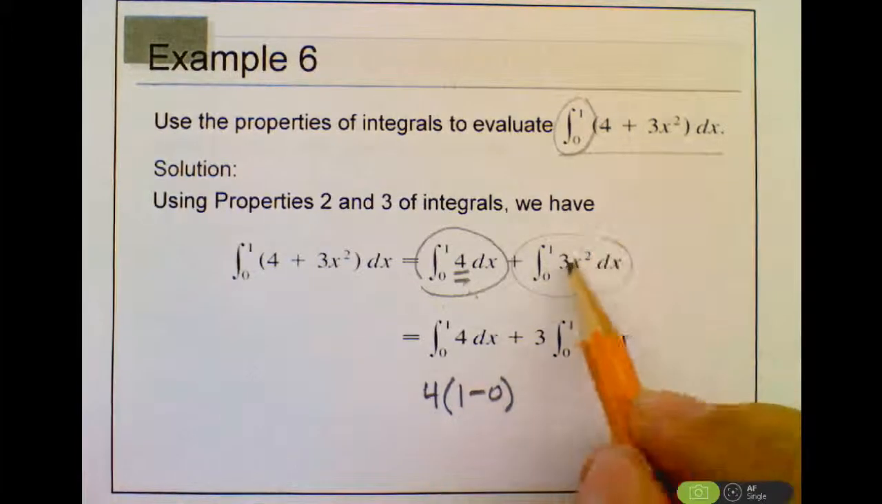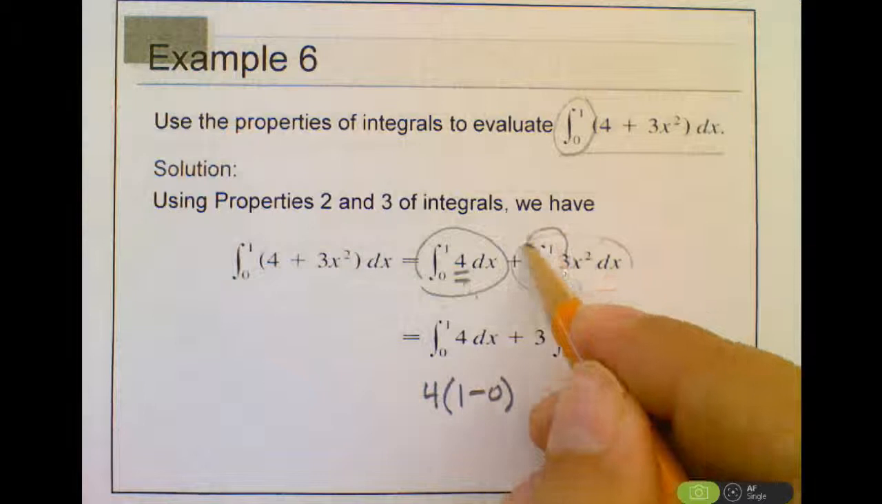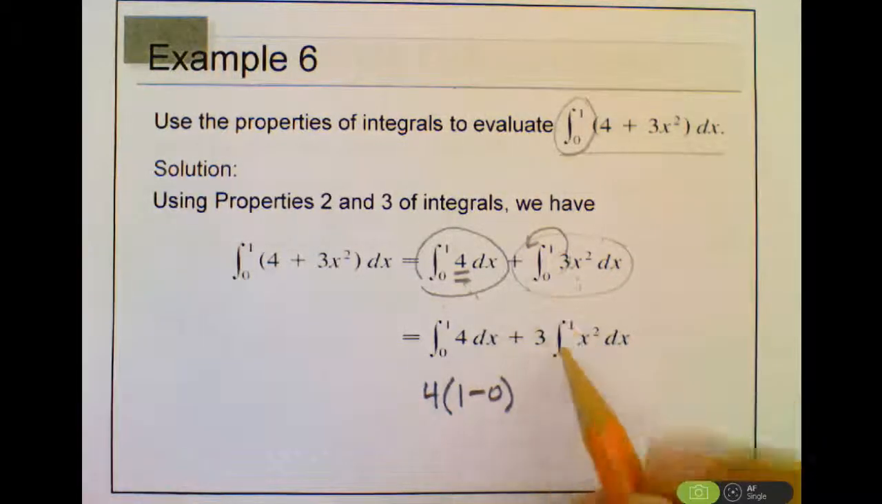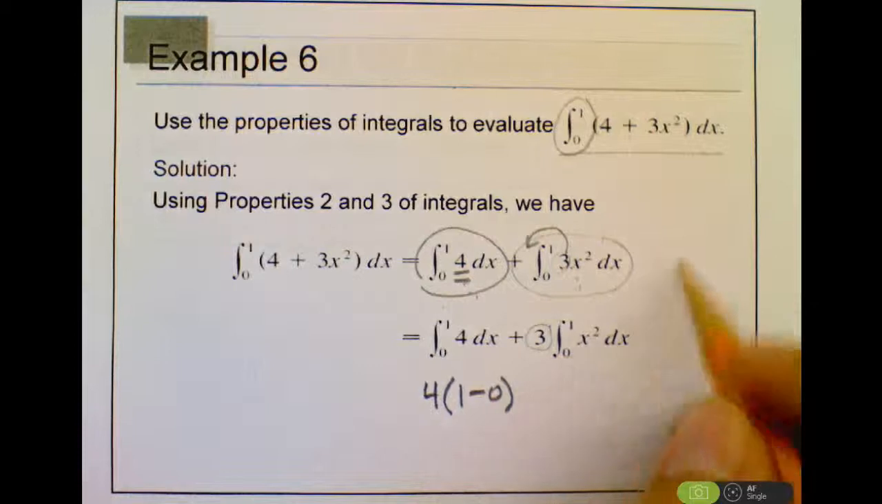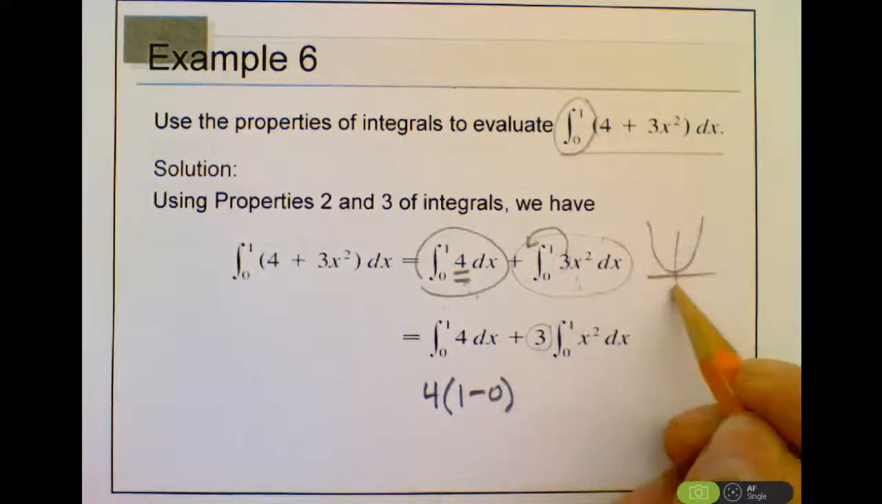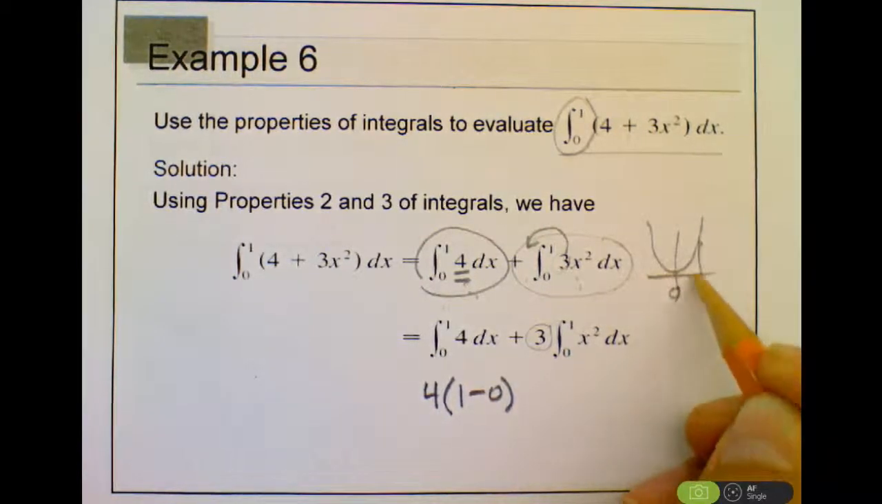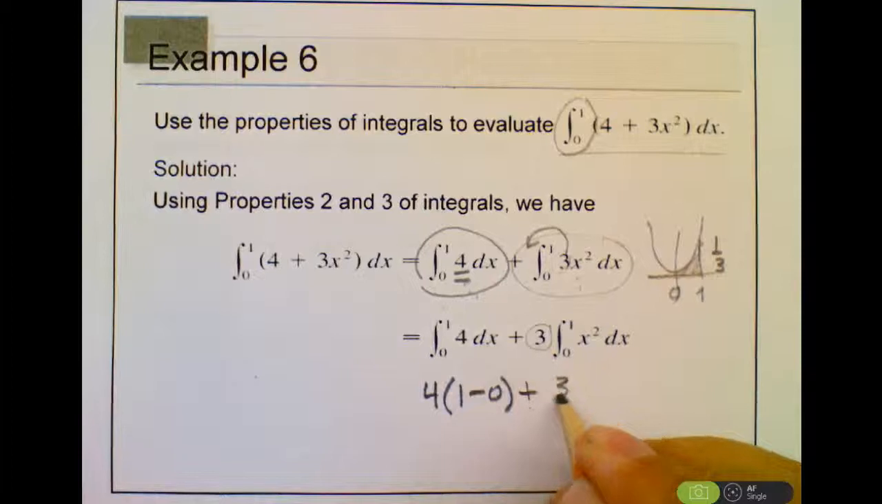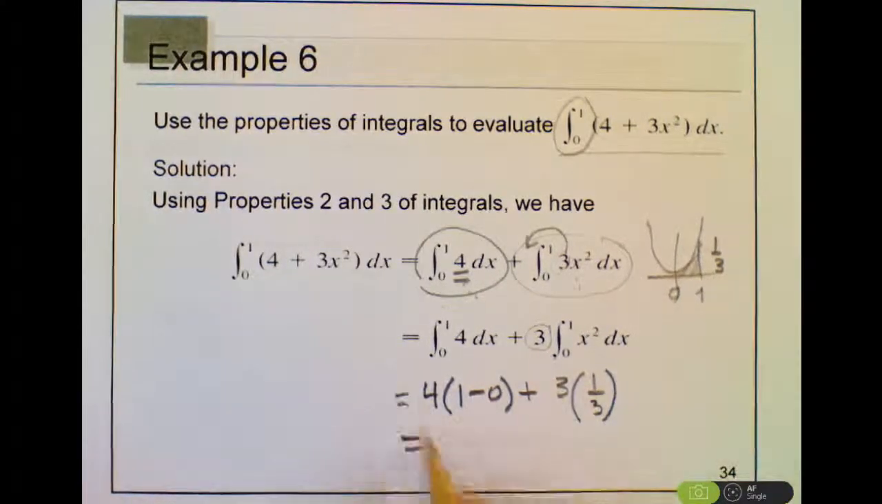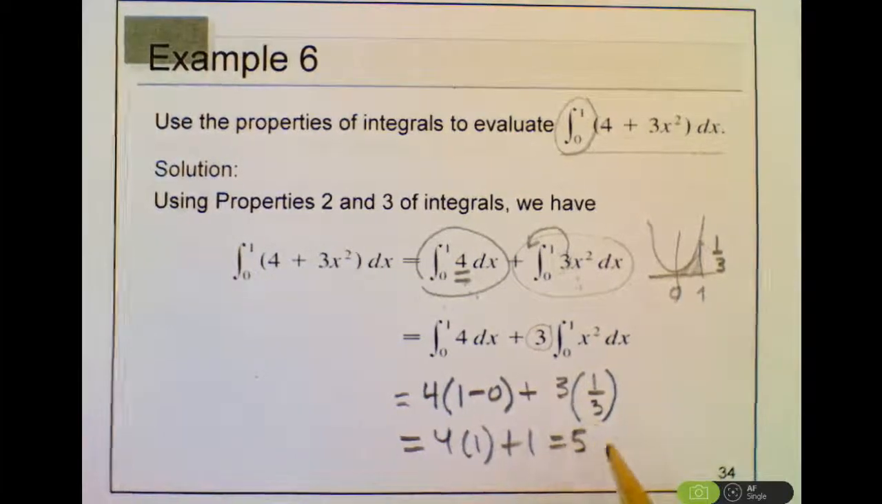Now in here I have 3x squared. The 3, which is a constant, can come outside the integral sign, and that's why it's in front now. Now the integral of x squared, remember the function x squared, between 0 and 1, we saw from the previous section that this was 1/3. So this will be plus 3 times 1/3. So this is 4 times 1 plus 1, and this integral is 5.